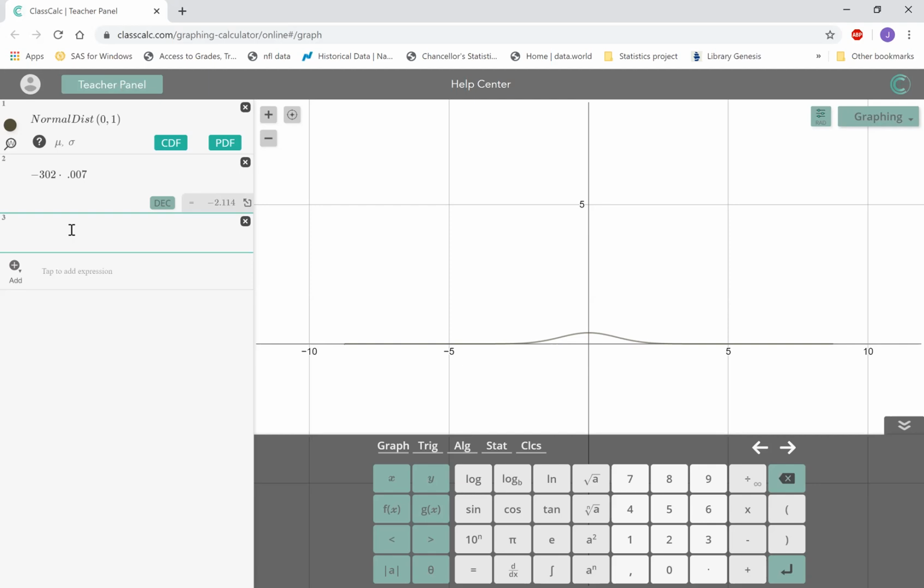Then we're going to say 48. We're going to multiply that by 0.993. And you get 47.664. Then what you're going to go ahead and do, you're going to add those two values. So we're going to get negative 2.114. We're going to add that to 47.664.